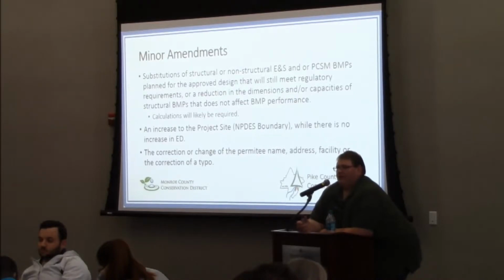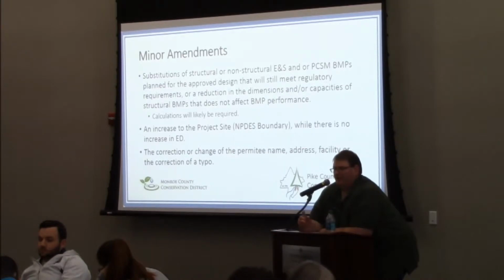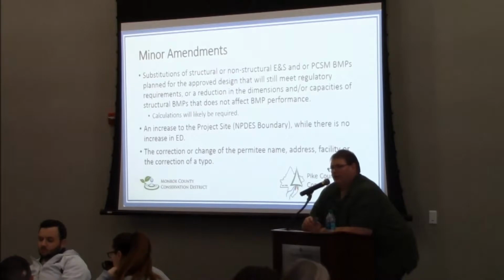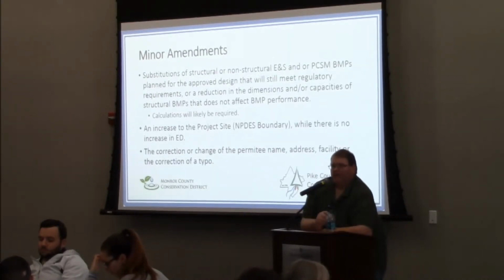An increase to the project site, that's the NPDES boundary, where there's no increase in earth disturbance. So sometimes maybe a developer owns a piece of land, all of a sudden the neighboring property pops up for sale, and he'd like to purchase it. And for whatever reason, he wants to include it in his NPDES boundary. Maybe there's a good opportunity there for a non-structural BMP that he'd like to utilize rather than having to do a structural BMP. Who knows? That'd be a minor amendment.